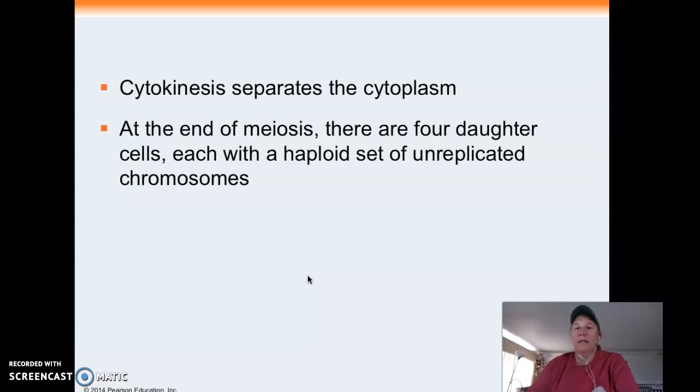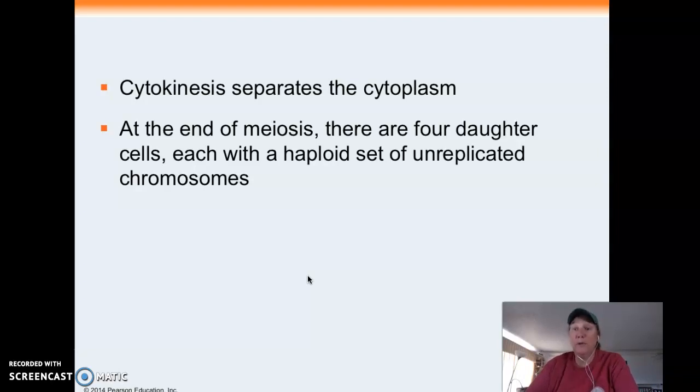Now, like I said, with mitosis, you started with 1 and you ended up with 2 daughter cells that had the exact same genetic information. With meiosis, you start with 1 and you have 1 division and get 2, and then you have another division and get 4. And the big thing is between the 2 divisions, they do not replicate their DNA, and that's why you get half the number.